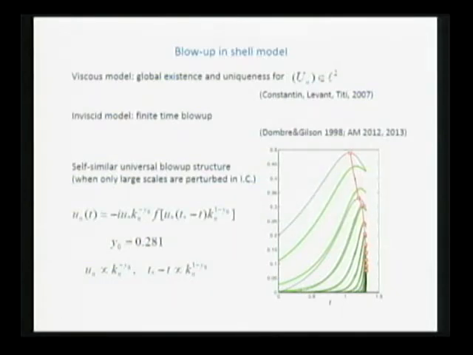So the result is the following. If you have an initial condition in this space, then the system blows up in finite time for an open set of initial conditions, and the blow-up solution is self-similar and universal. For times close to the blow-up, the solution becomes asymptotically of this form, which means that the velocities scale with the power, with exponent y0, which is 0.281. So the amplitude scales with this exponent, and time scales with exponent 1 minus y0.